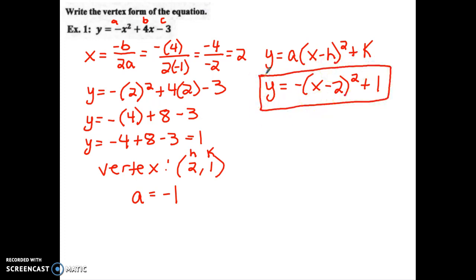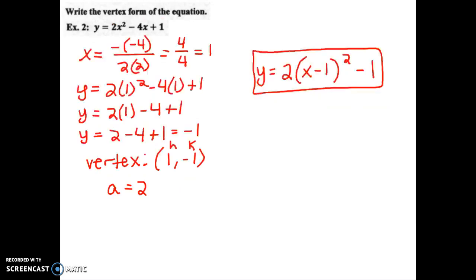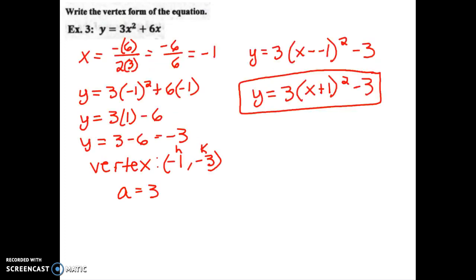So this one's really easy. So you guys go ahead and try example 2. Press play when you want to see what the answer is. All right, this is what you should have gotten for example 2. Let's do the same thing with example 3. Press play when you're ready to see what the answer is.